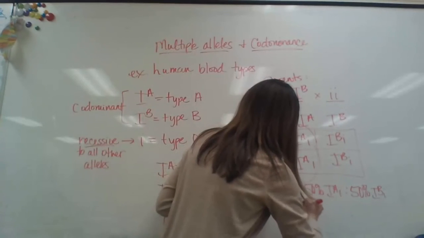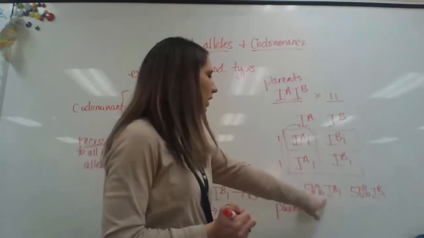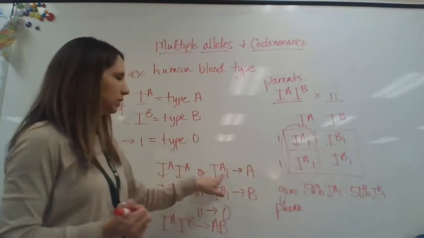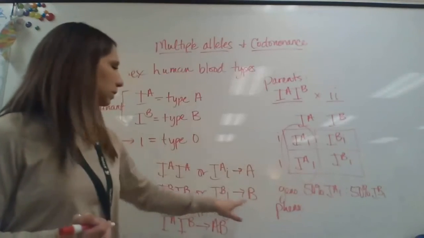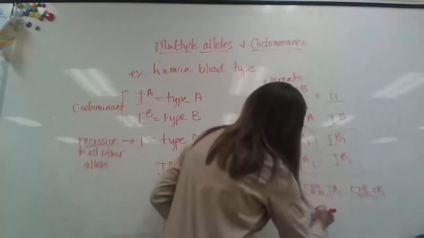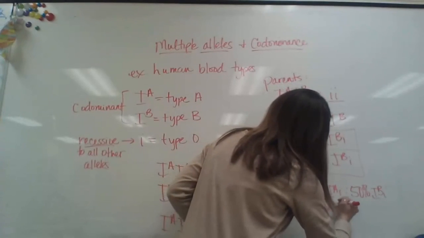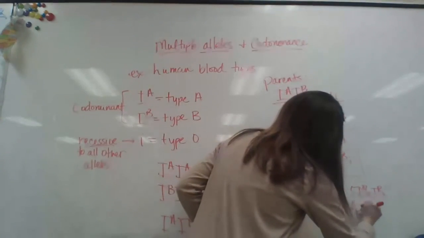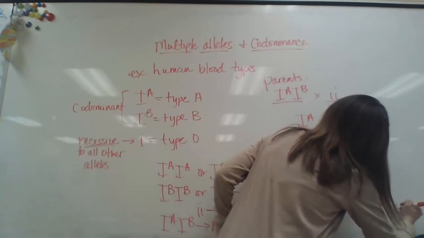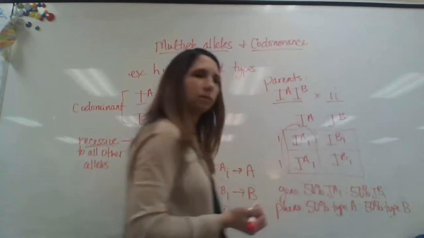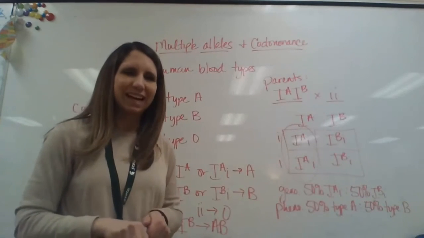If we think about phenotypes, well, we know that big A, little i up here is going to code for blood type A, and big B, little i is going to code for blood type B. So I could say 50% type A and 50% type B. Okay. So that's kind of how that works.